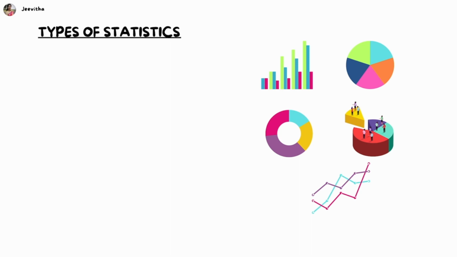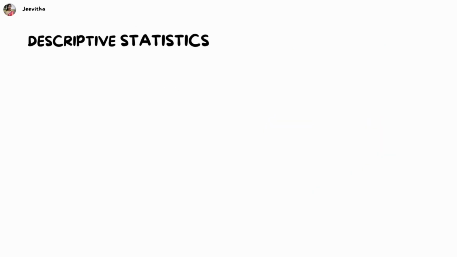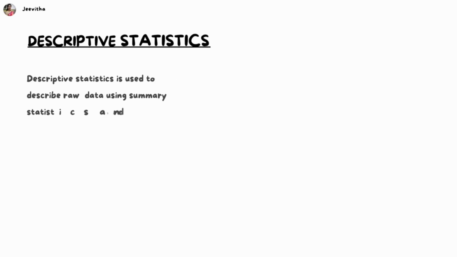We have two different types of statistics. One is descriptive statistics, and the other one is inferential statistics. What do you mean by that? Let's understand descriptive statistics. As the name suggests, descriptive focuses on describing data. What do you mean by that? Descriptive statistics is used to describe raw data using summary statistics and visual charts.